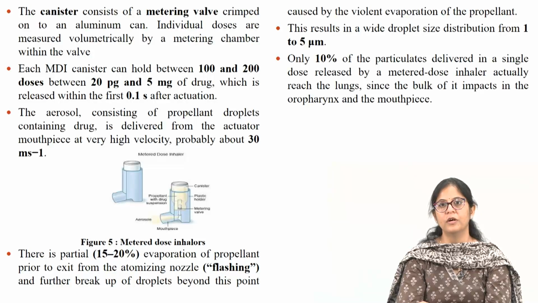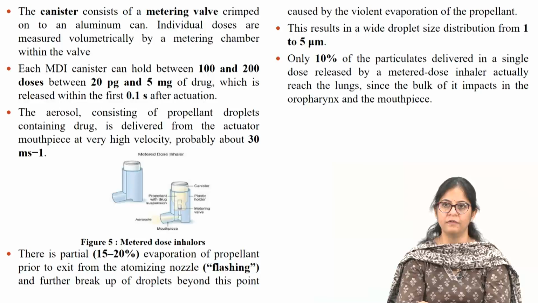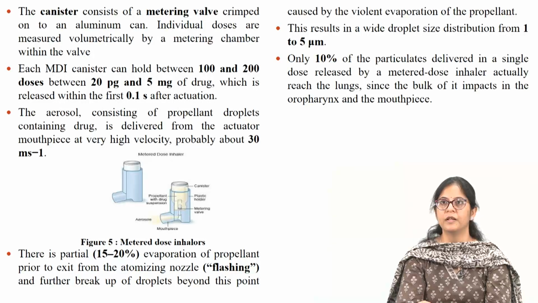The aerosol consisting of propellant droplets containing drug is delivered from the actuator mouthpiece at a very high velocity, probably about 30 meters per second. There is a partial 15 to 20% evaporation of propellant prior to exit from the atomizing nozzle, known as flashing, and further breakup of droplets caused by the violent evaporation of the propellant. This results in a wide droplet size distribution from 1 to 5 micrometer.